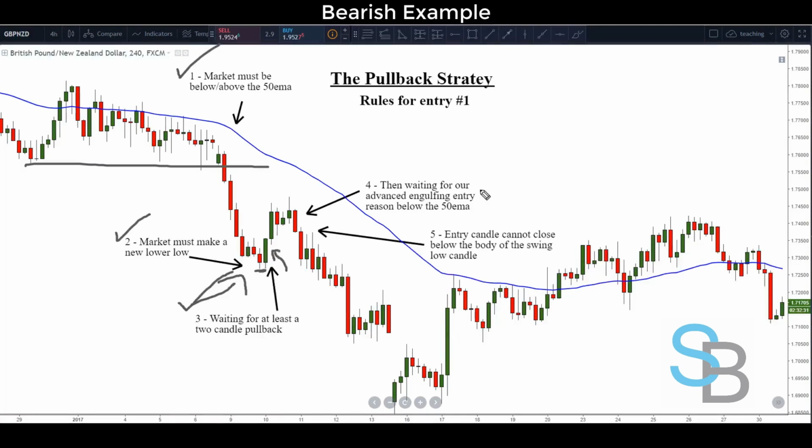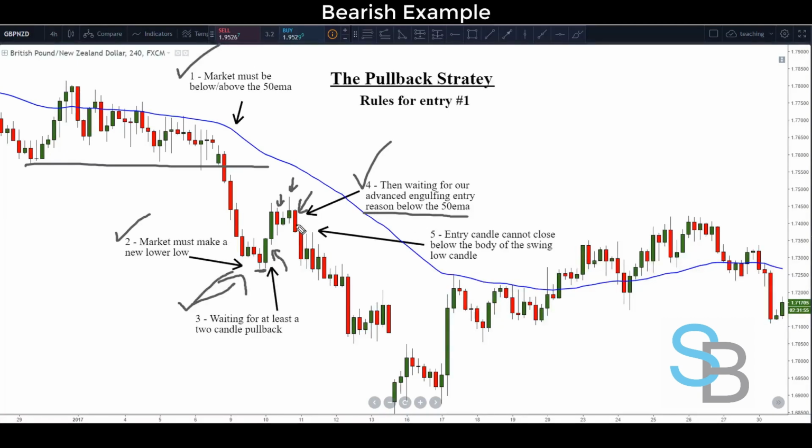In rule number 4, we're just waiting on that advanced engulfing entry pattern that we talked about in the basic section of the course. If you don't remember that, go ahead and go back to the candlestick entry patterns video of the basic section. We're not going to go over that too much, but as you can see here, we do have our advanced entry pattern, which was a 1 lower high, 2 higher high, followed by an engulfing candle. So we have that 1, 2, 3 engulfing candle move right there, giving us our advanced engulfing entry reason. That checks off rule number 4 as long as it happens below the 50 EMA.